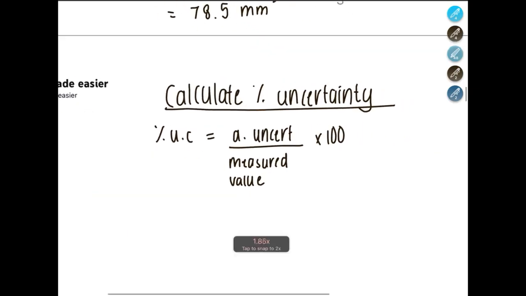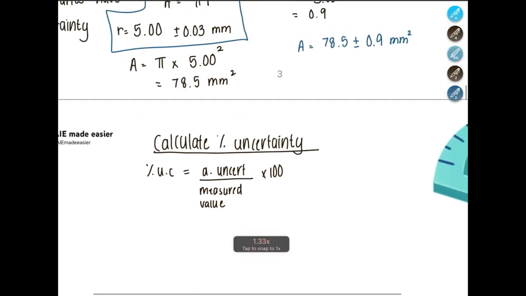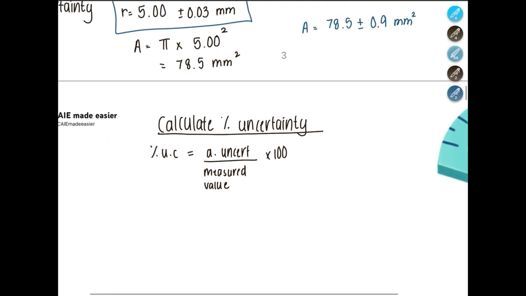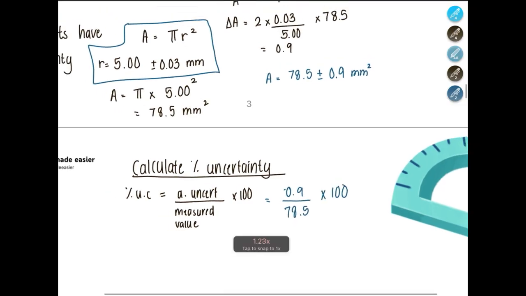Now what if you need to find the percentage uncertainty? To find the percentage uncertainty, just multiply this by 100. So if you look at the above example, it's going to be the absolute uncertainty, which is 0.9 divided by the measured value, 78.5, and then just multiply this by 100 to get your percentage uncertainty.